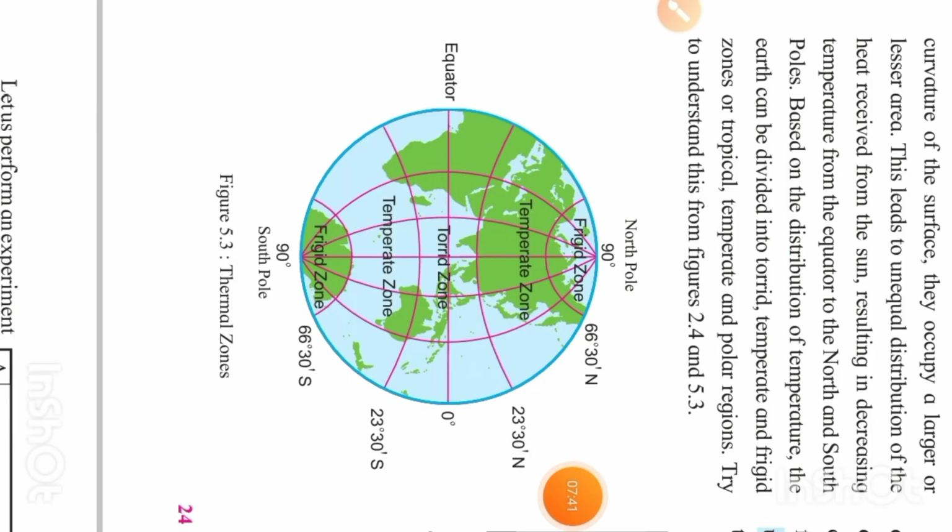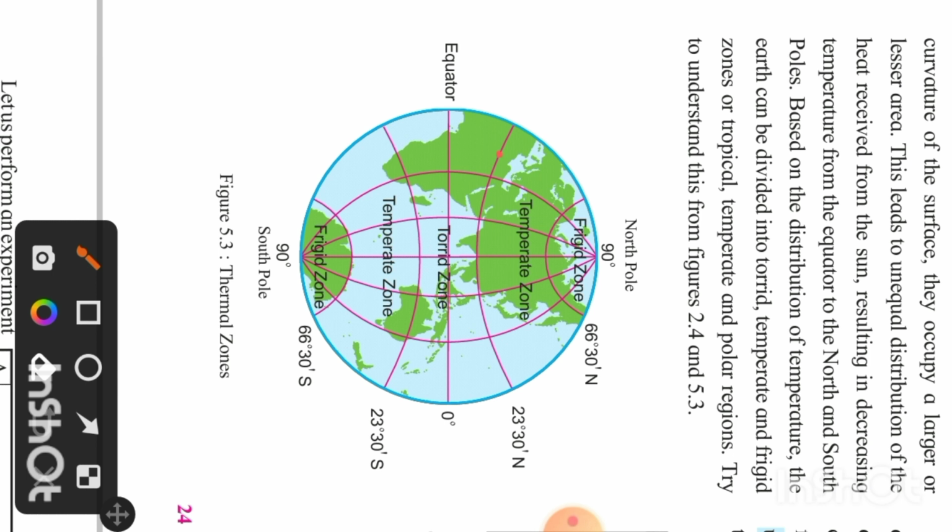Based on the distribution of temperature, the earth can be divided into torrid zone and temperate zone. This area can be called the temperate zone, and this one the frigid zone. This area which we said is the torrid zone, we also call that particular area tropical. The other area mentioned as the temperate zone will have the same name, temperate. And the area written here as frigid zone, we also call the polar region.